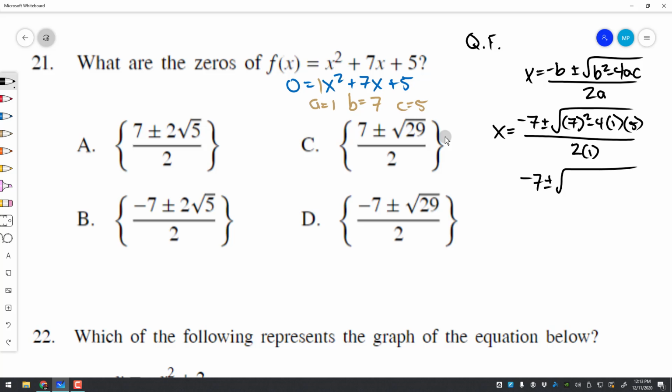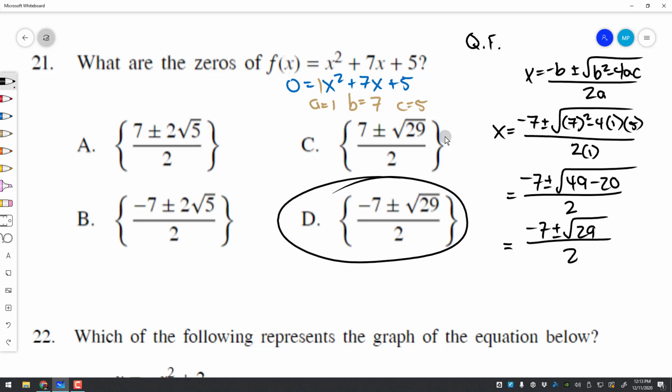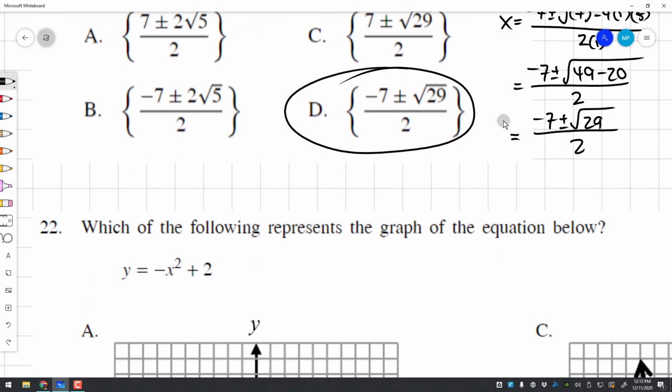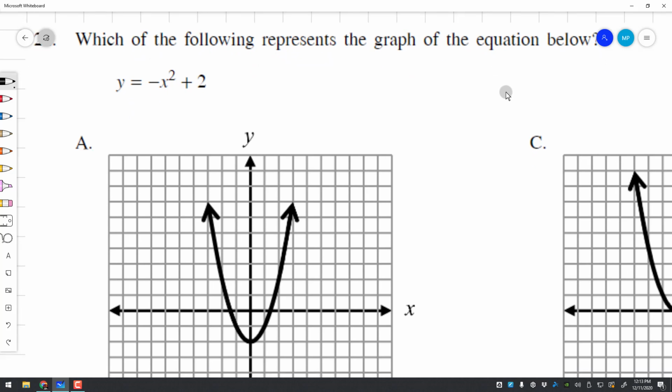Simplifying in the radical, 7 squared is 49. Negative 4 times 1 times 5 is negative 20, all over 2 times 1. The square root of 49 minus 20 is the square root of 29. And I don't believe that radical reduces, so I don't think we can go any further. And there it is, answer D: negative 7 plus or minus the square root of 29, all over 2.